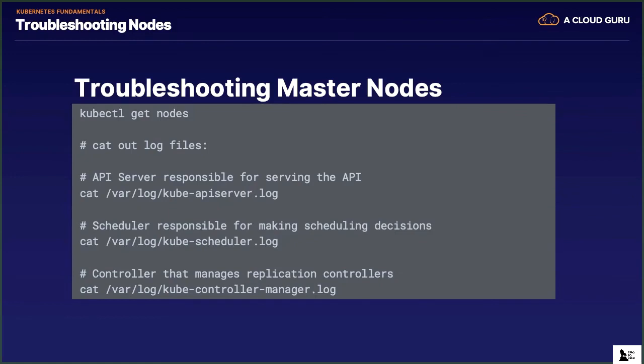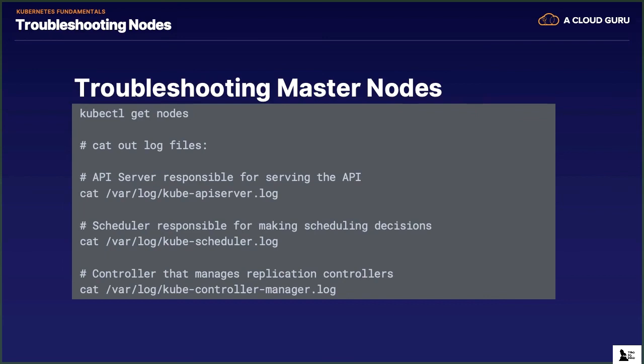Now, in a production Kubernetes cluster, you have master nodes and just regular nodes. So first, we'll talk about master nodes. There are a few commands that you need to know of. First off, simply run a kubectl get nodes, and you can see very quickly the status of the nodes, both the master and the regular nodes. And then there are a number of log files that you can take a look at. The /var/log/kube-apiserver.log, the /var/log/kube-scheduler.log, and the /var/log/kube-controller-manager.log.